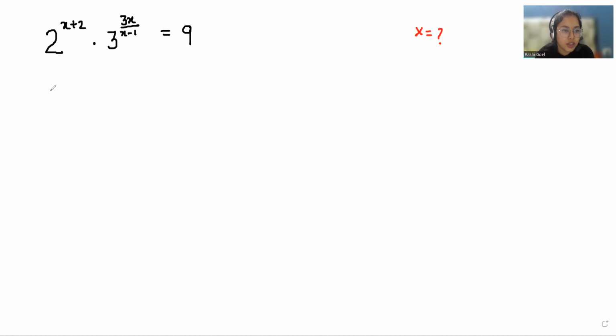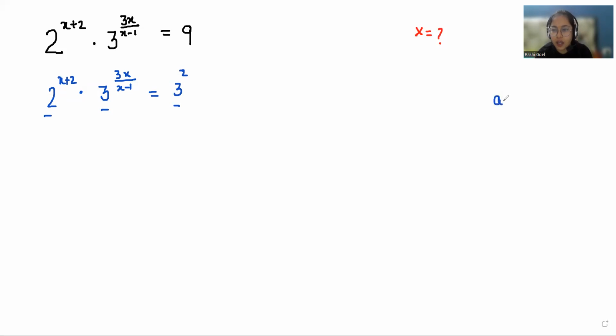So first we can write this equation as 2 power x plus 2 times 3 power 3x times x minus 1 is equals to 9. We can write 9 as 3 square. So as we can see here, it's a multiplication with 3 power and 2 power, and on right hand side only terms of 3 power. So we can introduce that.